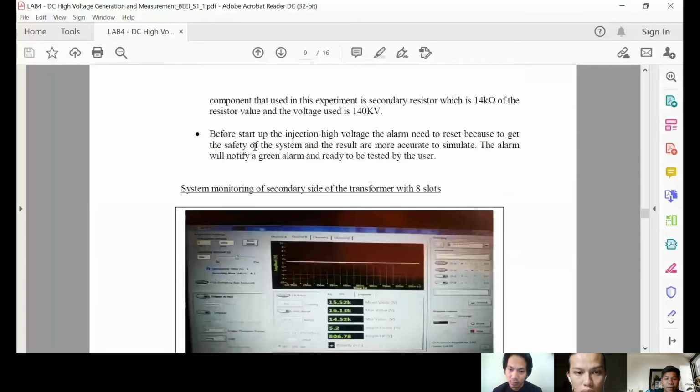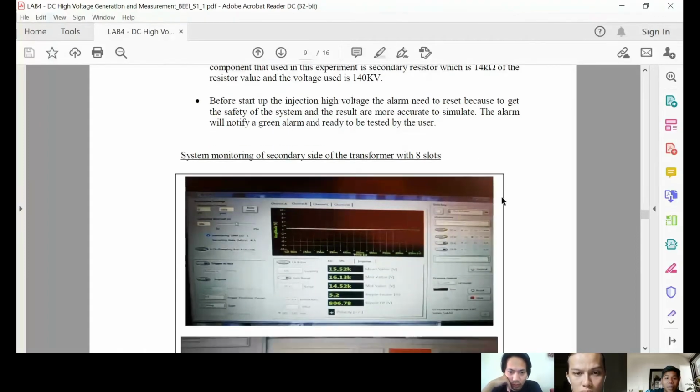And I will highlight about the alarm system. Before we start up the injection voltage, the alarm need to reset because to get the safety of the system, and the result are more accurate to simulate. And the alarm will notify a green alarm and ready to be tested by the user. This is the system monitoring of secondary side of the transformer with 8 slot.